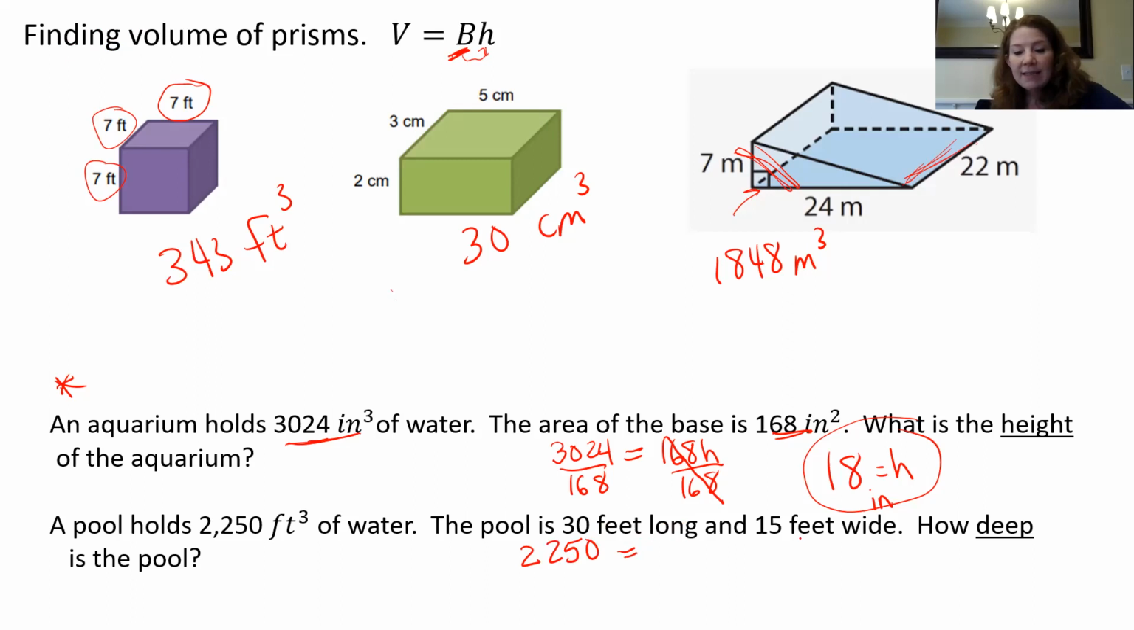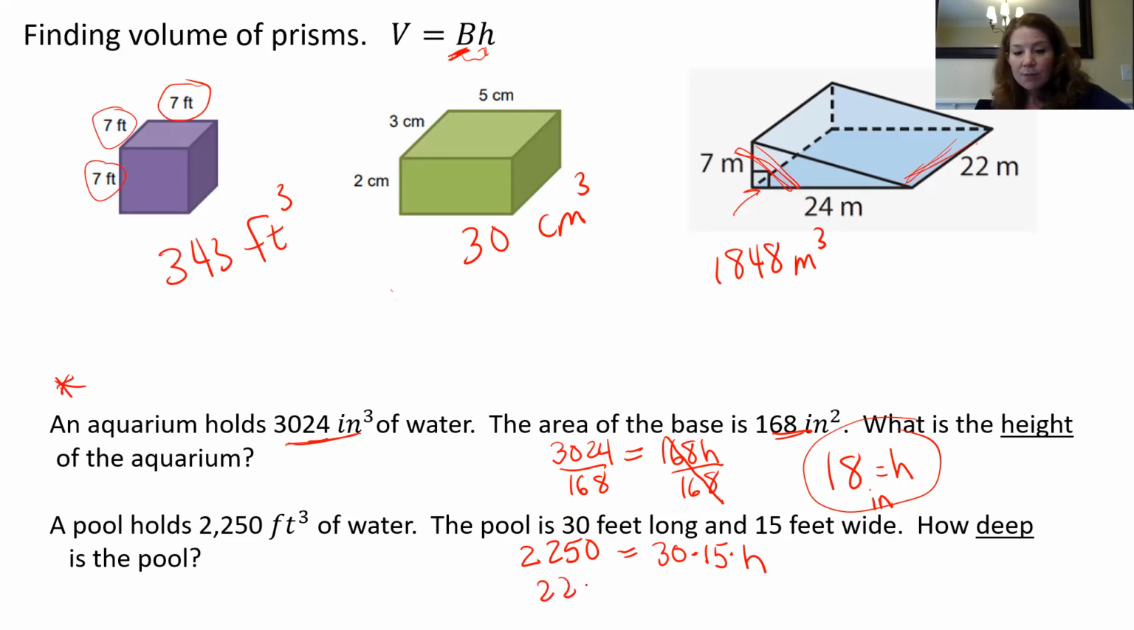All right, the second one says a pool holds 2,250 cubic feet of water. So they're giving us the length and the width. They want us to find the height. So the area of the base will be 30 times 15, times, I guess we could say the height of the pool.